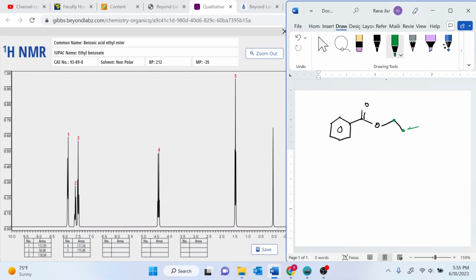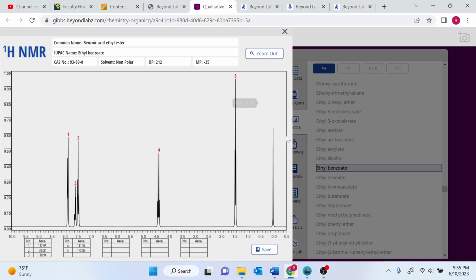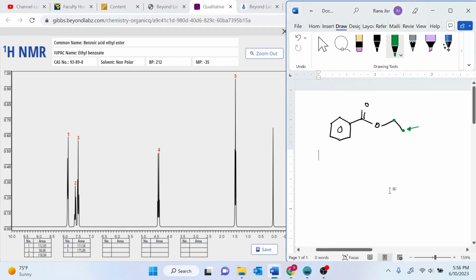So I am expecting this one to be further upfield. So I am expecting this CH3 to be this signal here. And it is a triplet. If you go ahead and zoom, that is going to be a triplet. So you can zoom like that, and then you can zoom out. This is how you read the multiplicity. Back to the integration there.